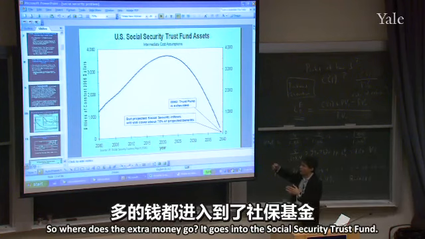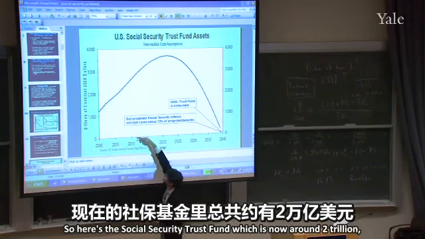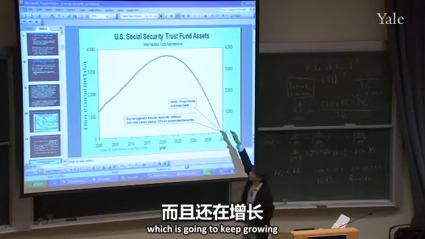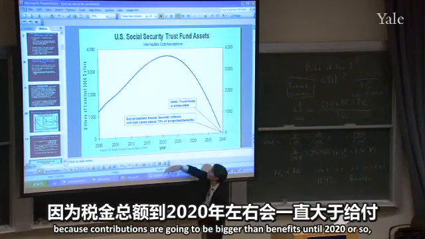So where does the extra money go? It goes into the Social Security Trust Fund, which is now around $2 trillion, and which is going to keep growing because contributions are going to be bigger than benefits until 2020 or so.